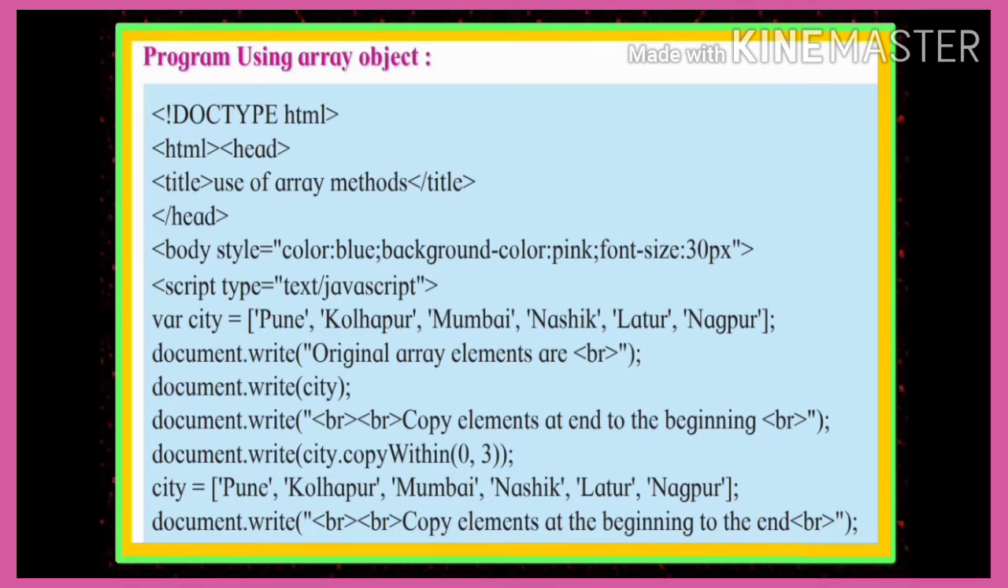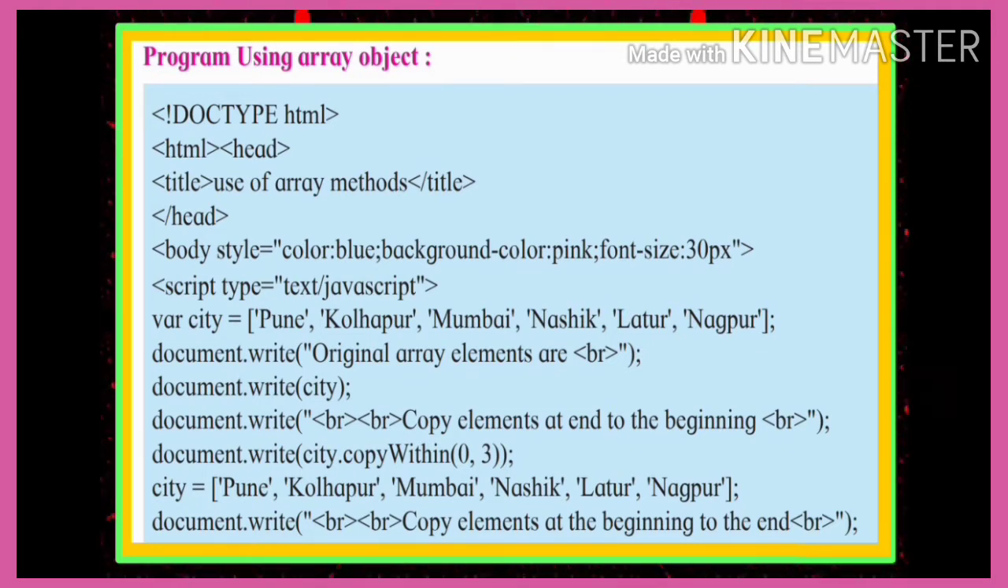Define the HTML tag, head tag. In the head tag use the title tag, title: Use of array method. Close title, close head. Open the body tag, style equal to color blue, background-color pink, font-size 30 pixels. In the next line define the script tag, script type equal to text/javascript.